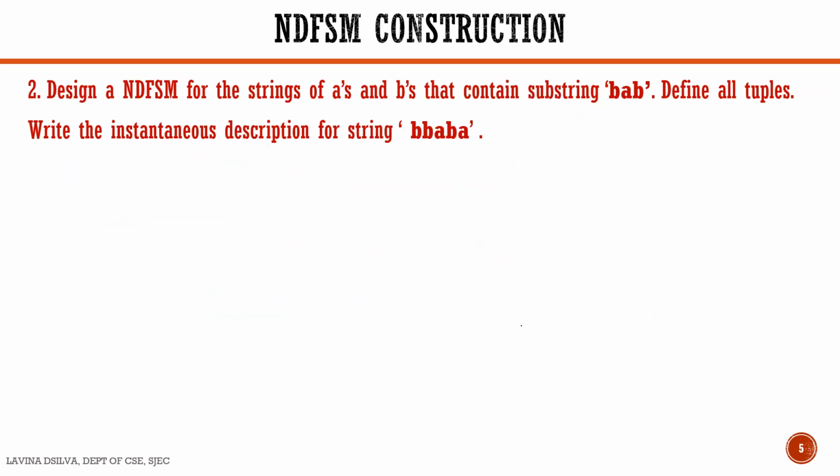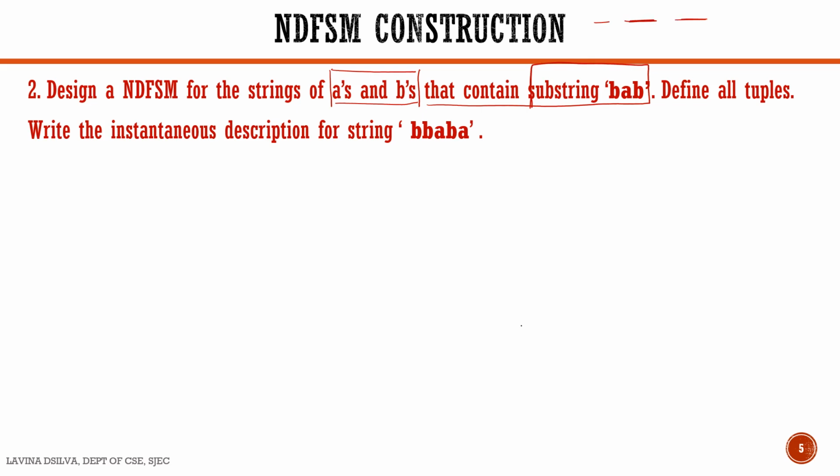Okay. We shall take the second example of NDFSM construction for strings of A's and B's. Therefore, sigma is equal to {A, B}, that contains a substring baabb. We know that a substring can occur anywhere. It can occur at the beginning of the string, in the middle of a string, or at the end of the string.